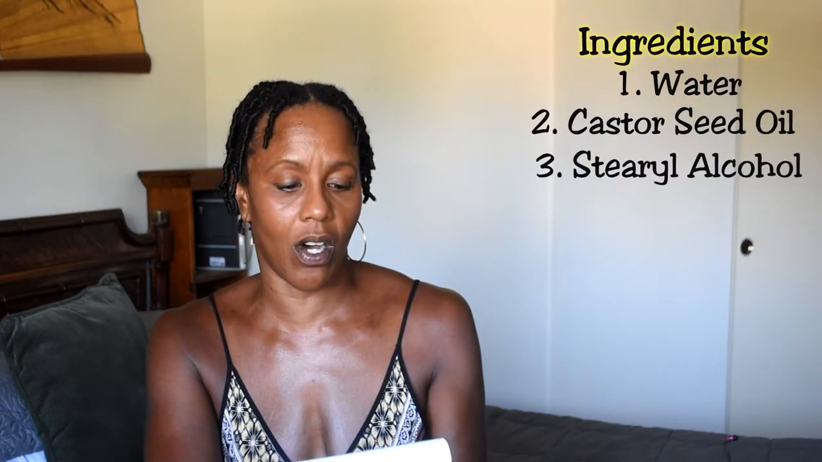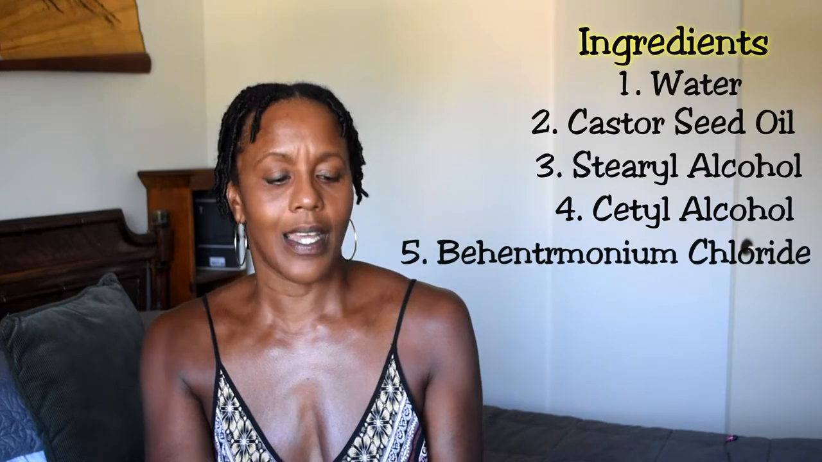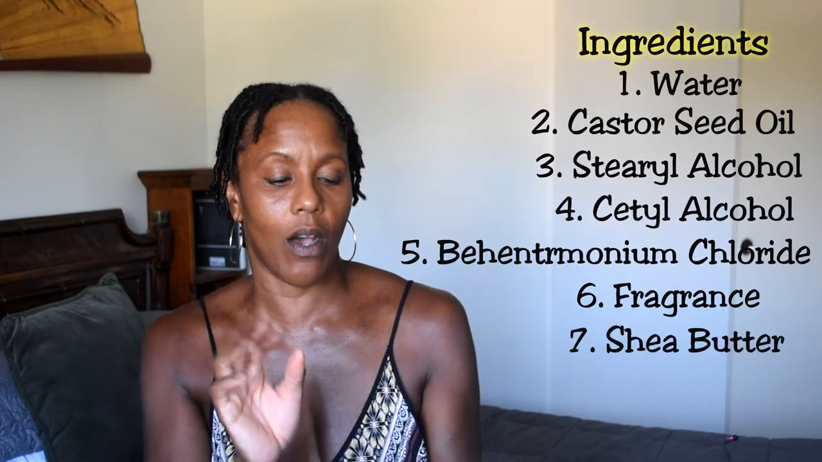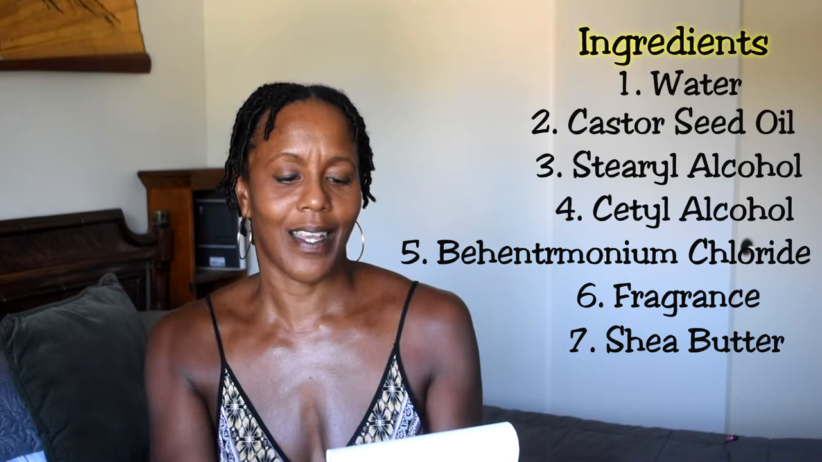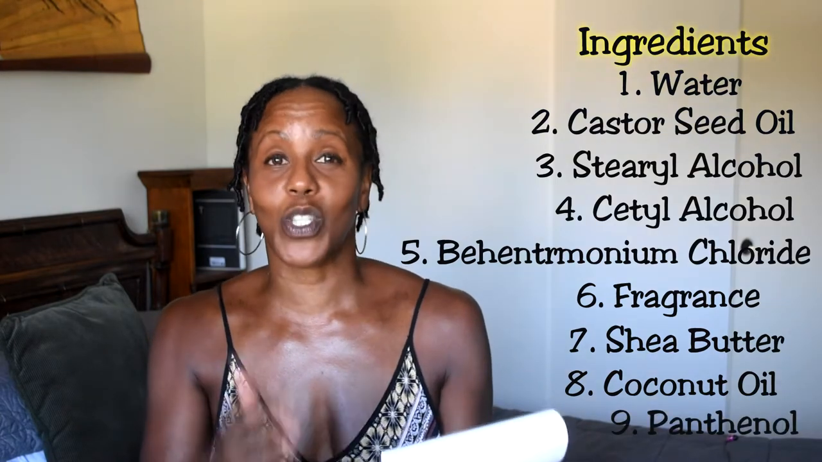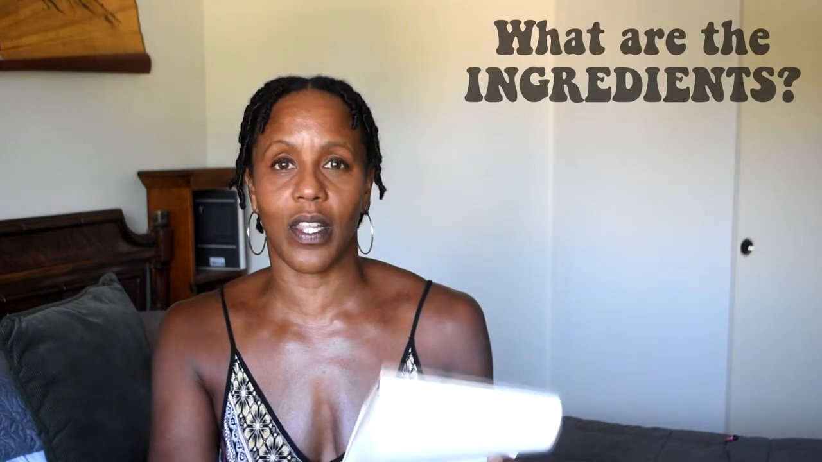Starting with number 1, it is water. Number 2 is castor seed oil. Number 3, stearyl alcohol. Number 4, cetyl alcohol. Number 5, behentrimonium chloride. Number 6 is fragrance. Number 7 is shea butter. Number 8, I might as well do it because I think it's important, is coconut oil. Number 9 is panthenol. So let's go back and go through the list of ingredients.